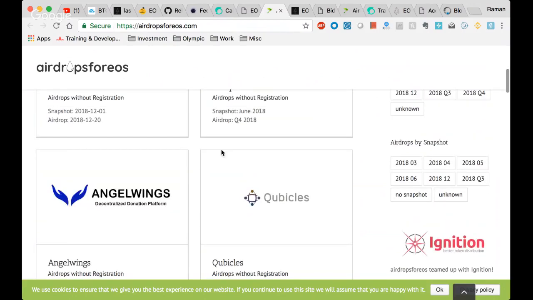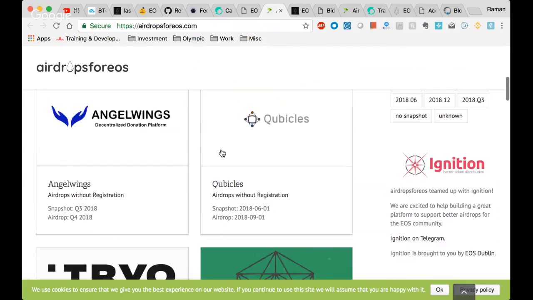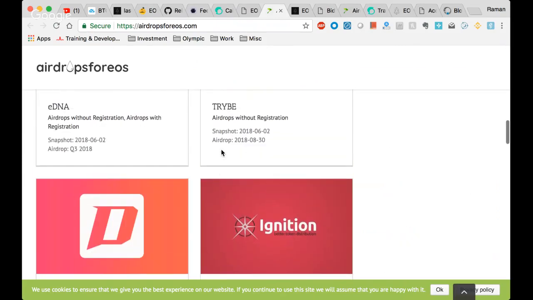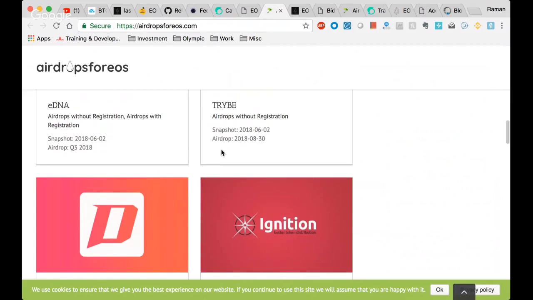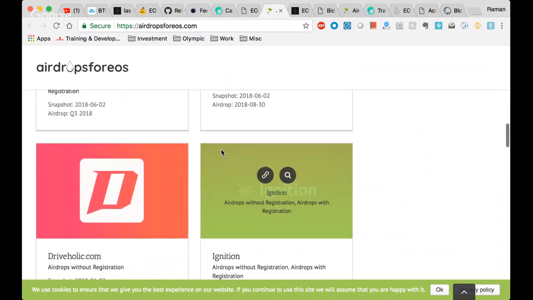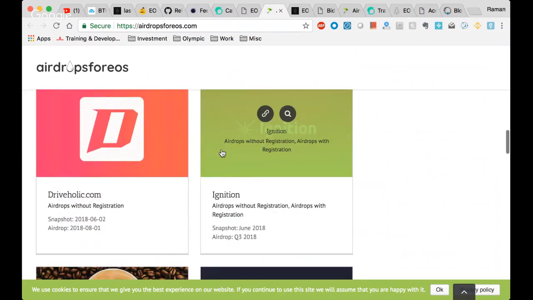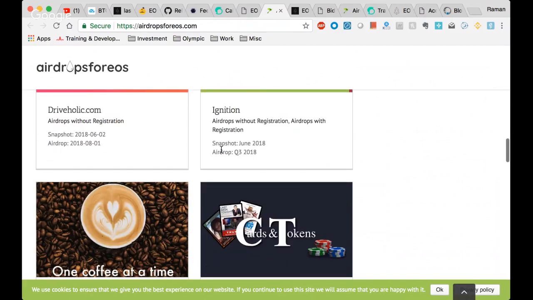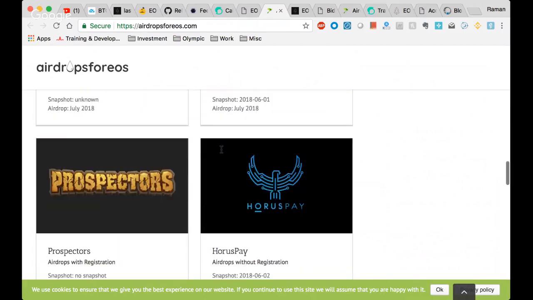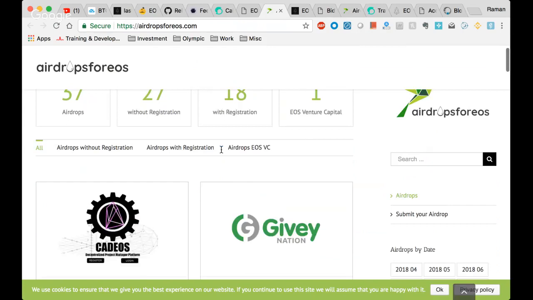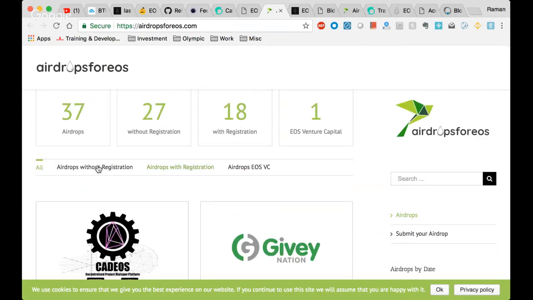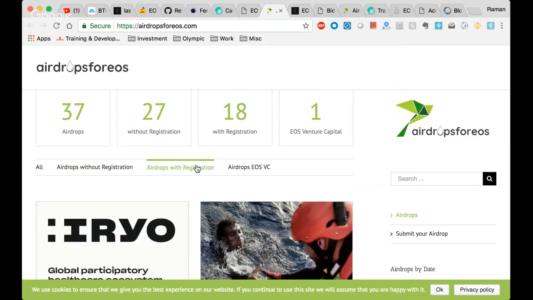They are no longer valid because of all the RAM issues. Many of these projects were not able to airdrop as they intended, and they have not publicly declared their updated plans. And that's, I think, one of the reasons people are wondering what happened to their airdrops. Do not worry about it unless there is an airdrop with registration. Anything without registration will automatically come to you. So 27 airdrops are without registration, and there are 18 with registration. So you should look at this.